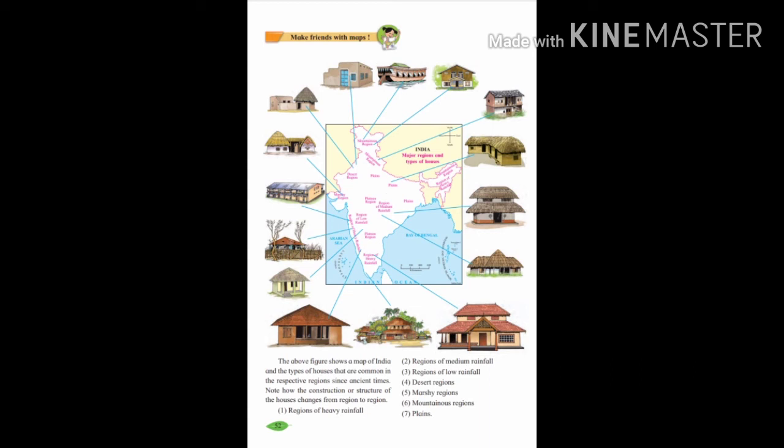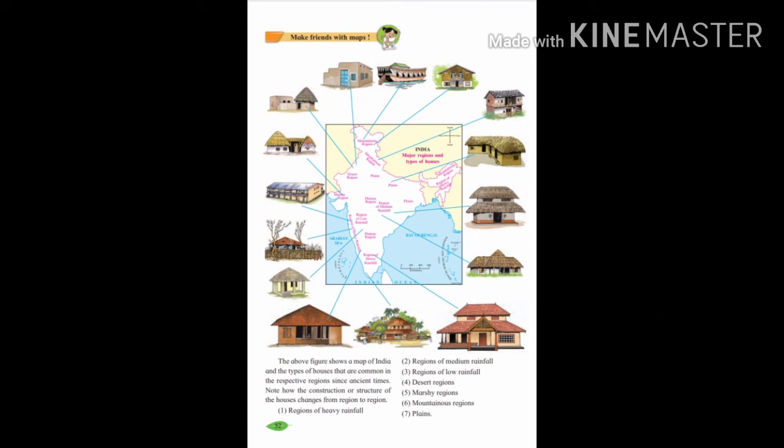First, regions of heavy rainfall. Second, regions of medium rainfall. Third, regions of low rainfall. Fourth, desert regions. Fifth, marshy regions. Sixth, mountainous regions. Seventh, plains. Now these 7 types have been split into 7 different categories.